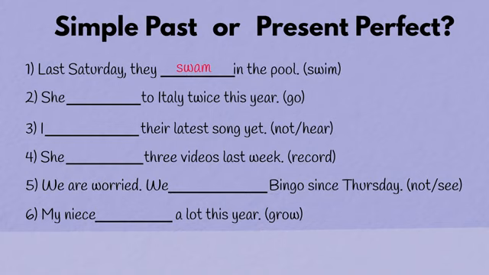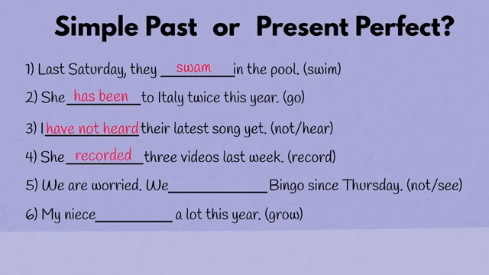In number 2, the unfinished time period this year tells us we need present perfect. She has been to Italy twice this year. In number 3, the word yet tells us this is an expected but uncompleted action. This means present perfect is used. I have not heard their latest song yet. Number 4 refers to a finished time period, so we must use simple past. She recorded 3 videos last week.